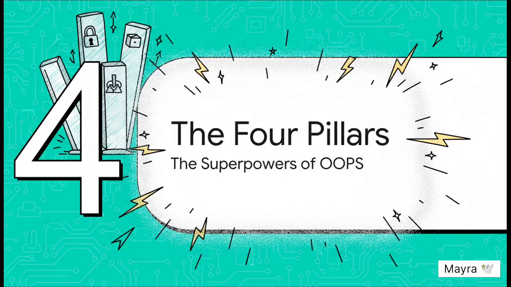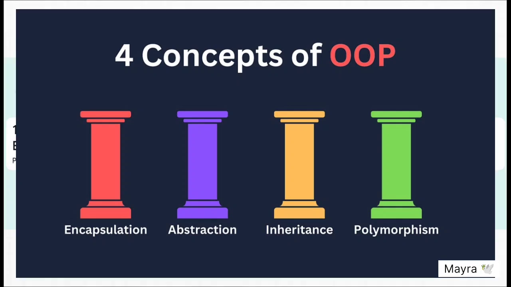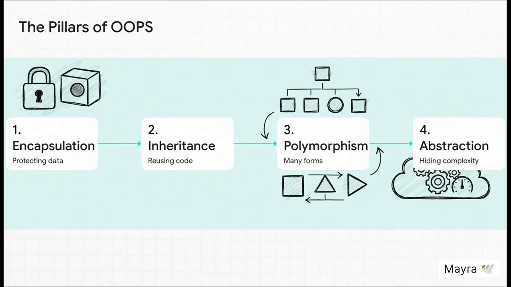All right, you've got the basics down. So now let's get to the really exciting part. The four main pillars of OOPS. I like to think of these as the superpowers that make this style of programming so awesome. Here they are: encapsulation, inheritance, polymorphism, and abstraction. I know, those are some pretty big, fancy words. But don't worry, this is simple. We're going to use some easy analogies to make them crystal clear. Let's understand step by step.